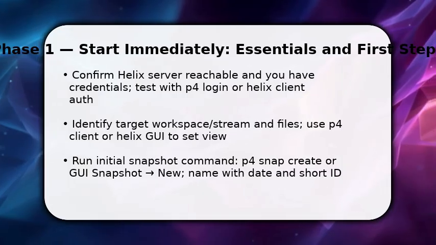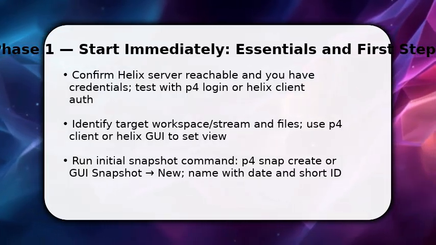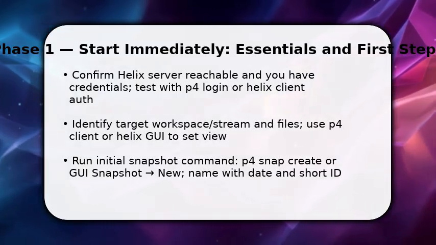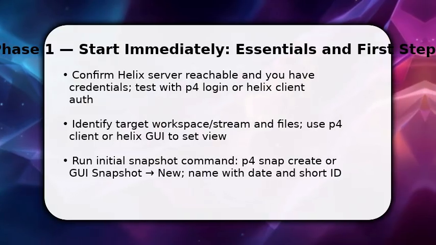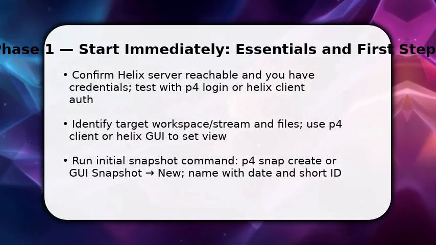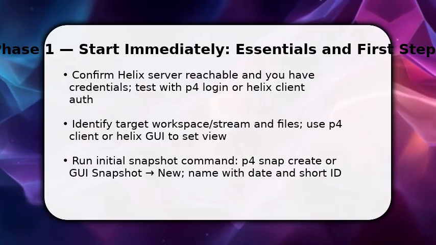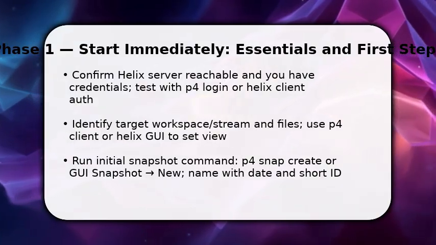You start by making sure Helix is reachable and you're authenticated. This avoids failed writes later. Once connected, pick the workspace or stream that contains the changes you want to freeze, because snapshots capture that scope.